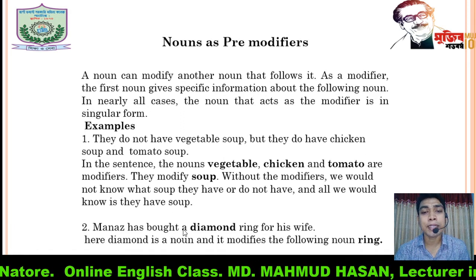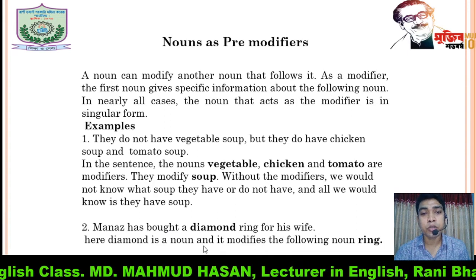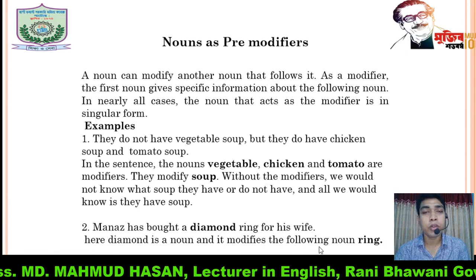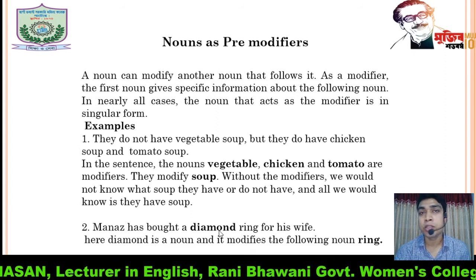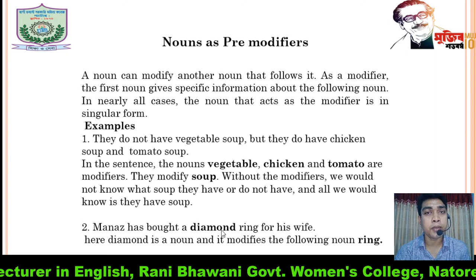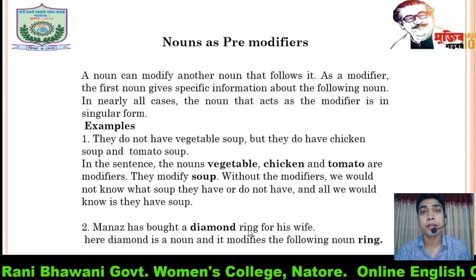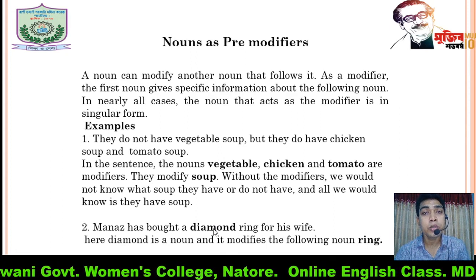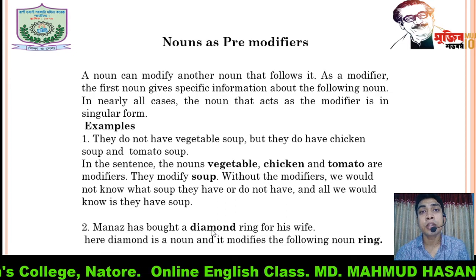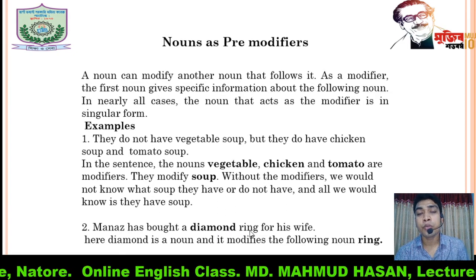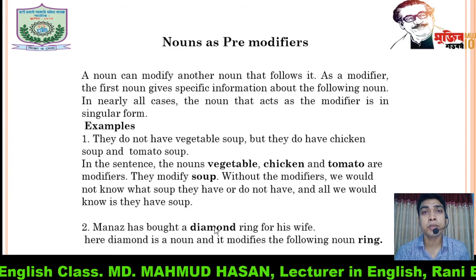Manoj has bought a diamond ring for his wife. Here diamond is a noun and it modifies the following noun, ring, diamond ring. Ring is a noun, diamond is also a noun, but the first noun, diamond, is modifying the following noun, ring. That is why diamond is considered the pre-modifier of the following noun, and diamond is a noun adjective here.